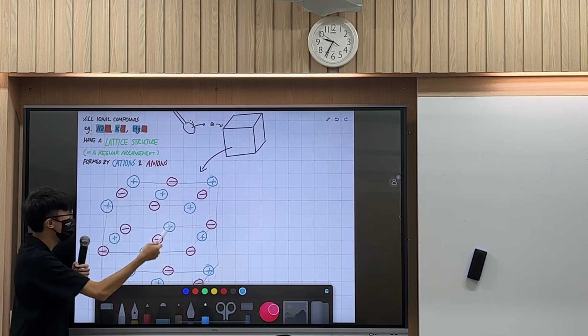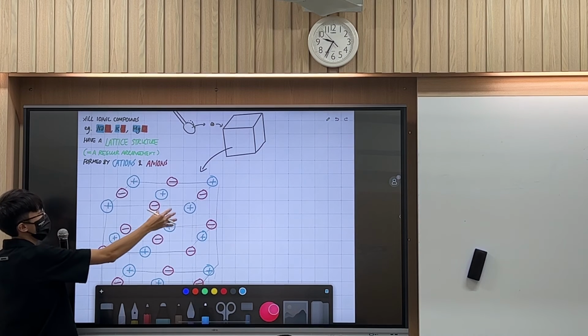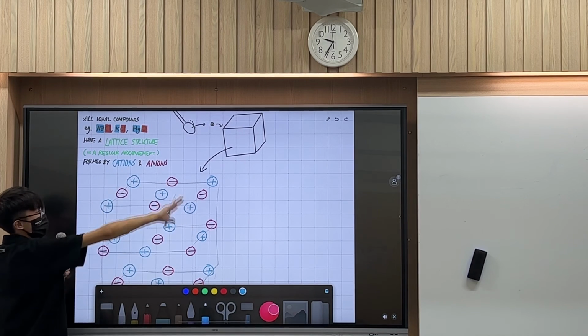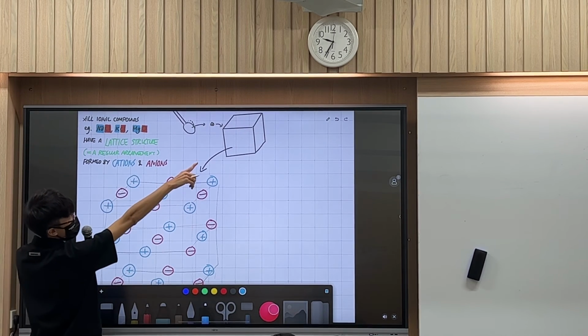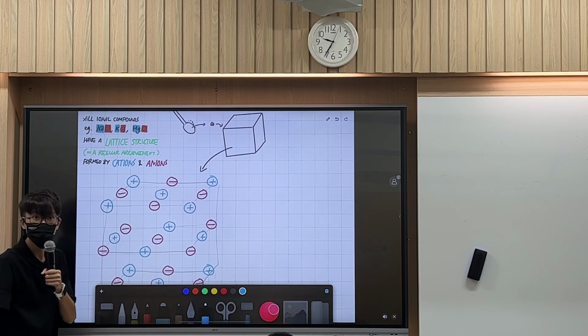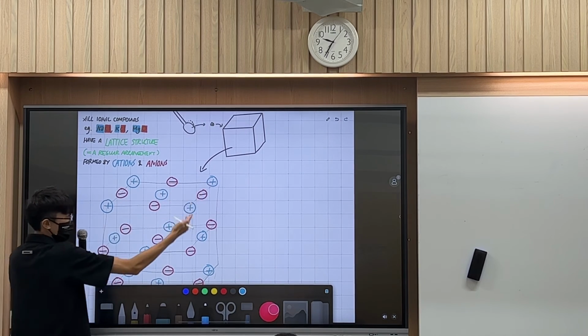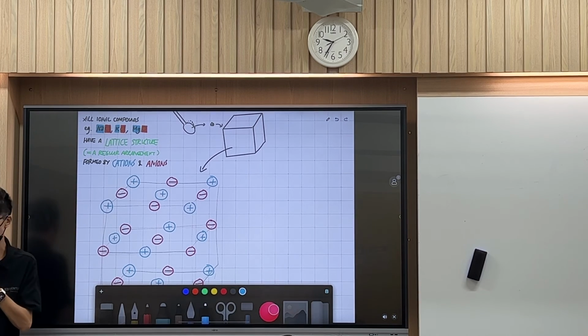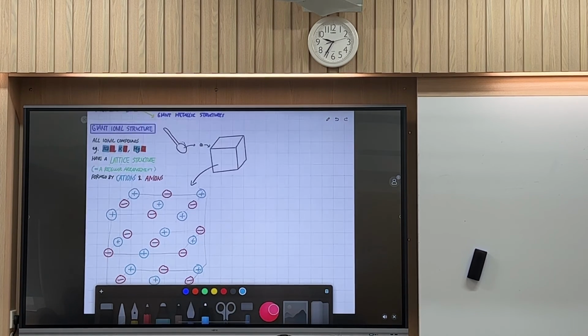This shows that the ions are really packed in a very, very regular arrangement. This structure is why table salt has sharp edges. You can see sharp edges on the side. This arrangement of ions ensures that they have very sharp edges.